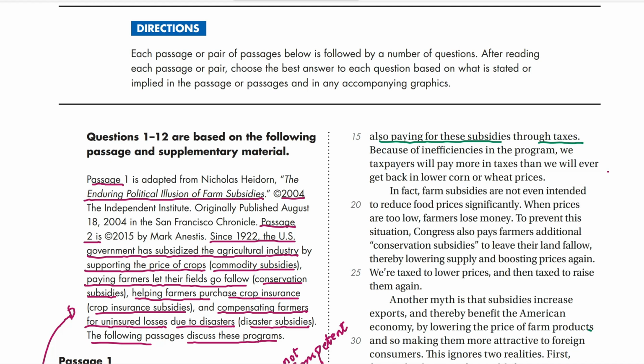Okay. Because of inefficiencies in the program, some kind of defects and mistakes in the program, we taxpayers will pay more in taxes than we will ever get back in lower corn or wheat prices. Meaning the benefit that we get from lowering the prices of wheat or corn is much less than the taxes that we have to pay. These taxes are taken to make what? To run the subsidy program. You got the point.